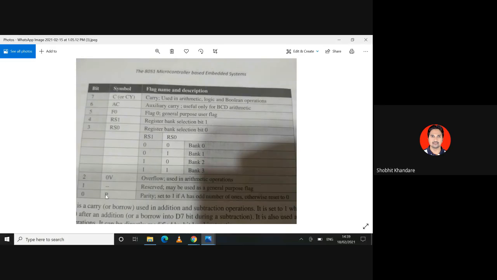It is read or written. But as far as these bits of PSW are concerned, we are using these bits for reading purpose only. We cannot write.